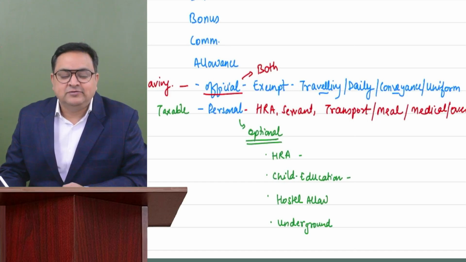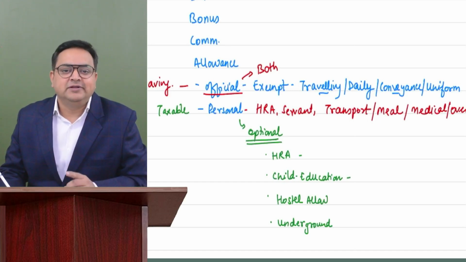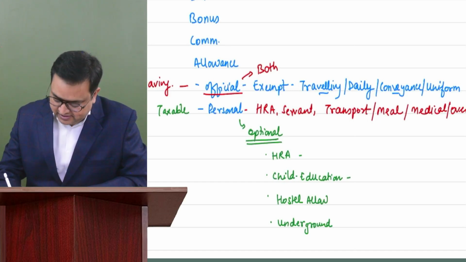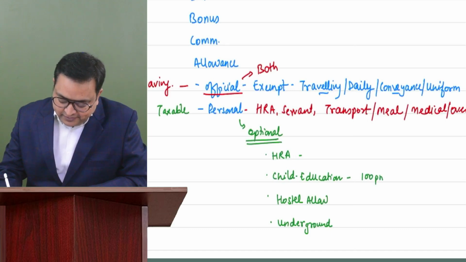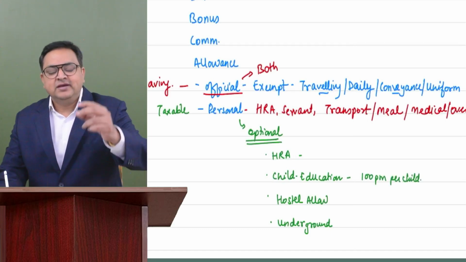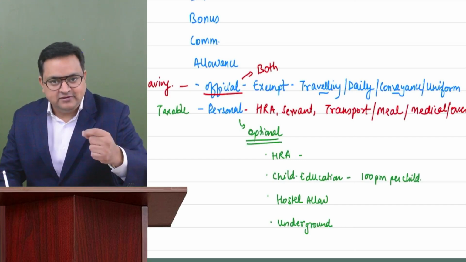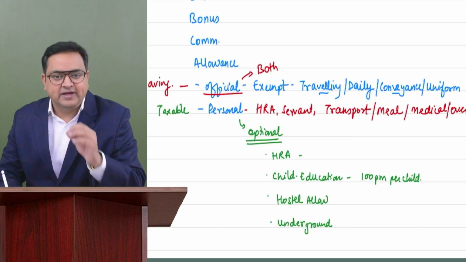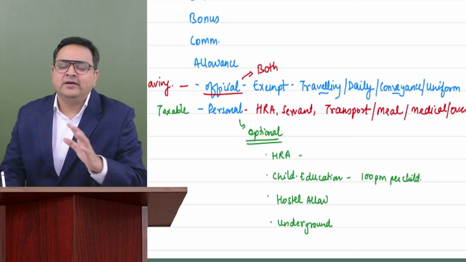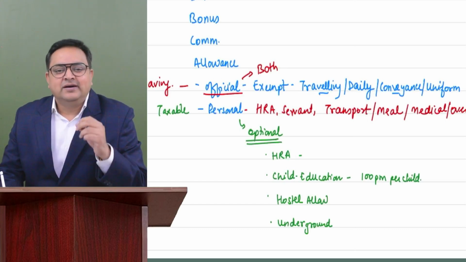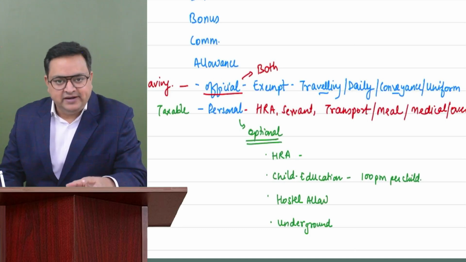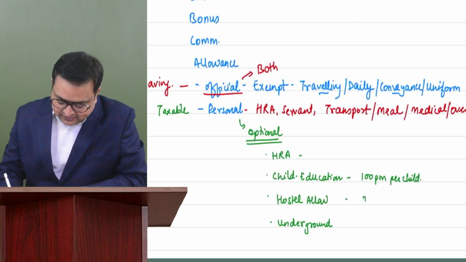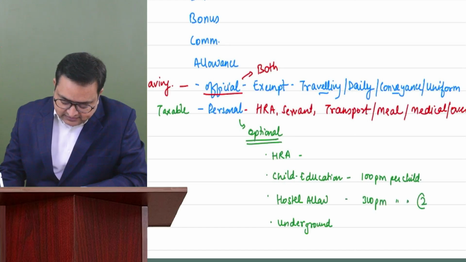Children education allowance. It is exempt up to 100 rupees per month per child, maximum up to two children. Are you able to recall it? 100 rupees per month per child, up to maximum two children. So first you have to see how much amount we are receiving for each child, and for only two children you can make it exempt. It is not for grandchildren. Children in the Income Tax Act always include adopted child as well as stepchild. Correct. Hostel allowance is 300 rupees per month per child for up to maximum two children.